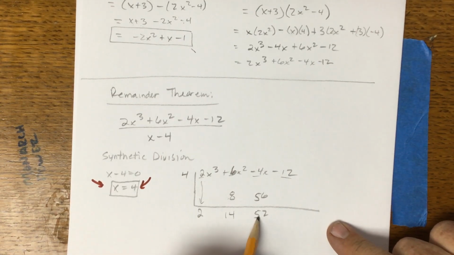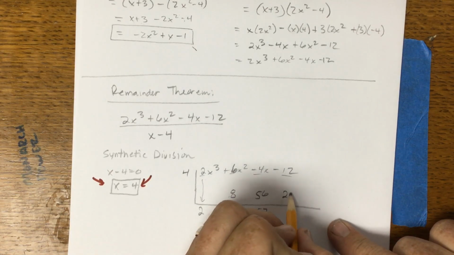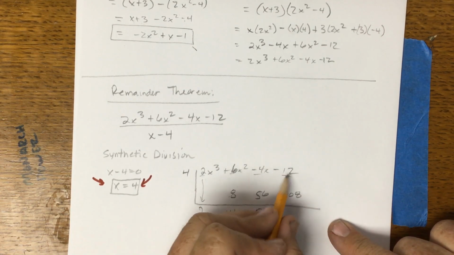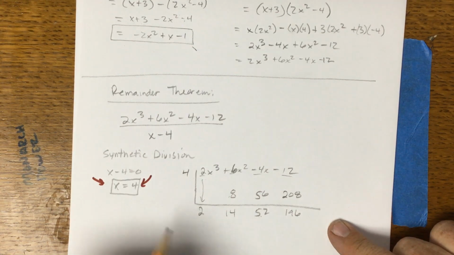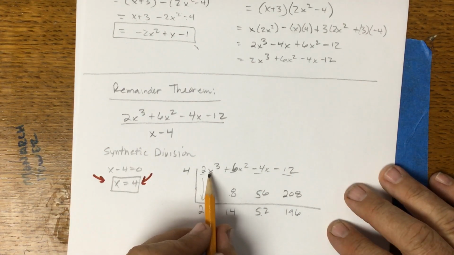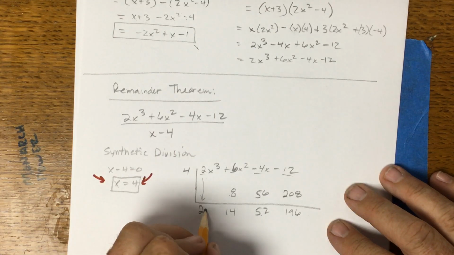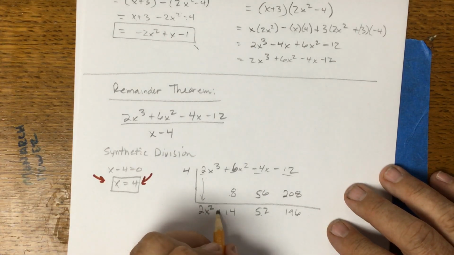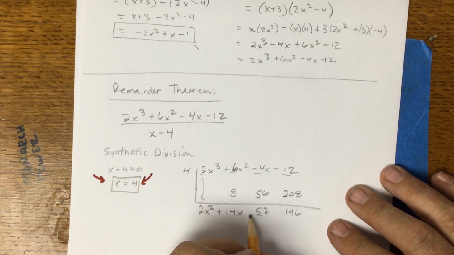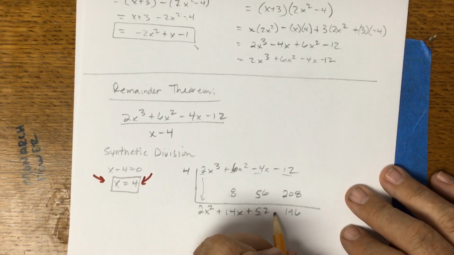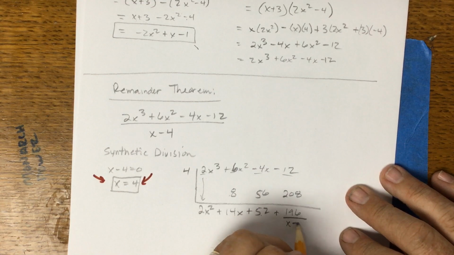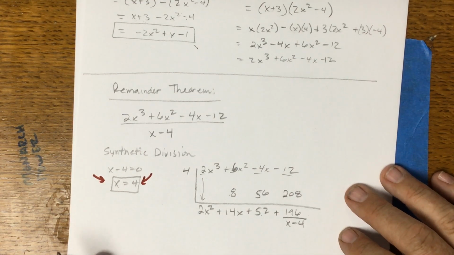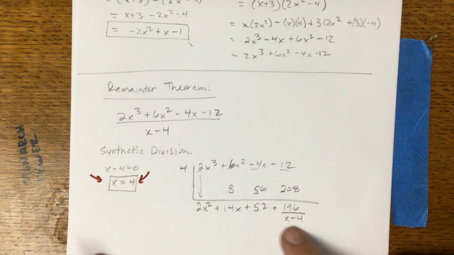And then 4 times 52, that's 208, and then that gives us 196. So I started with x to the third. We got rid of that term, so this becomes 2x squared plus 14x plus 52 plus 196 over x minus 4. So that's what my polynomial looks like. Don't forget to write it in polynomial form.